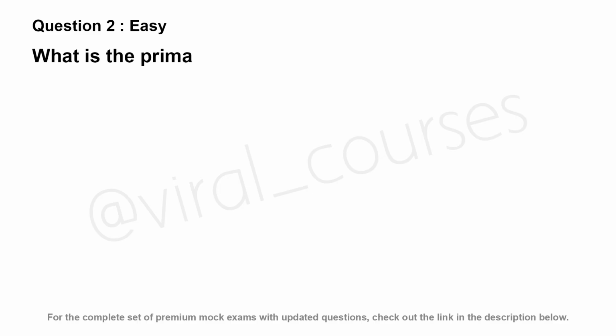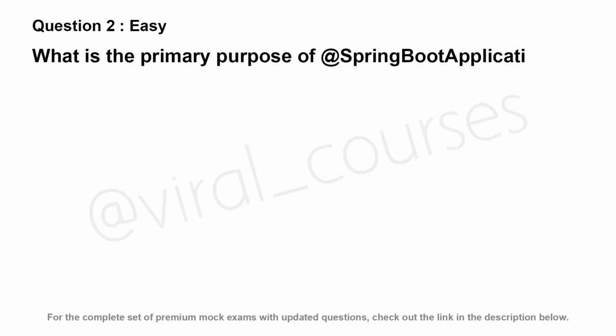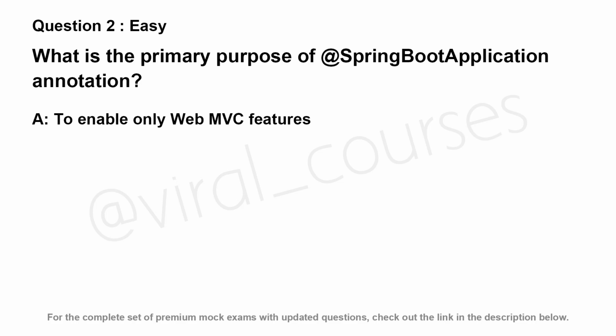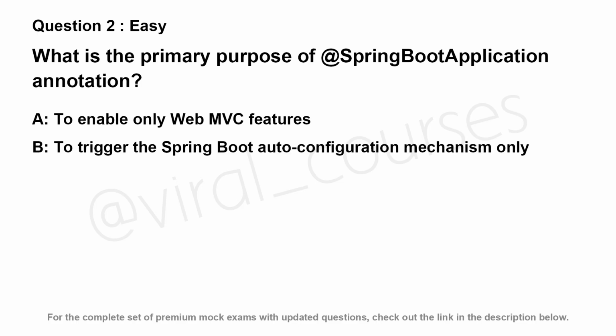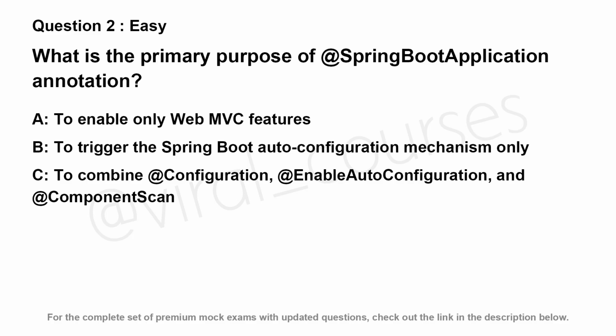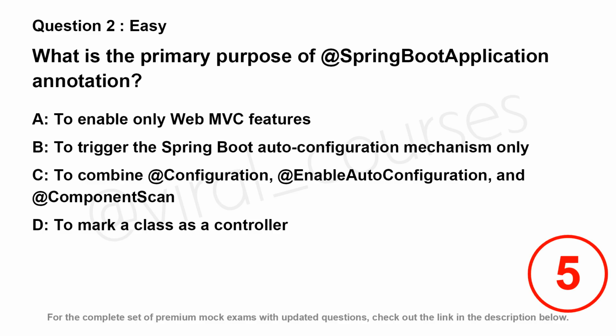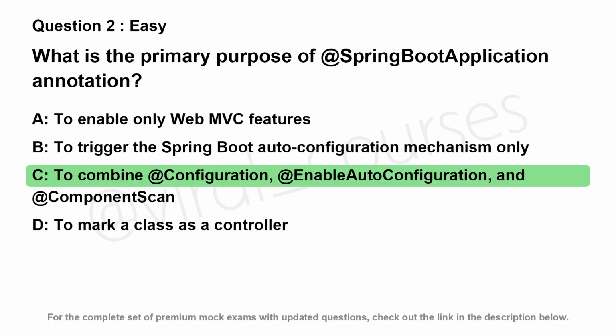What is the primary purpose of the @SpringBootApplication annotation? Option A, to enable only Web MVC features. Option B, to trigger the Spring Boot auto-configuration mechanism only. Option C, to combine @Configuration, @EnableAutoConfiguration, and @ComponentScan. Option D, to mark a class as a controller. The correct answer is C.